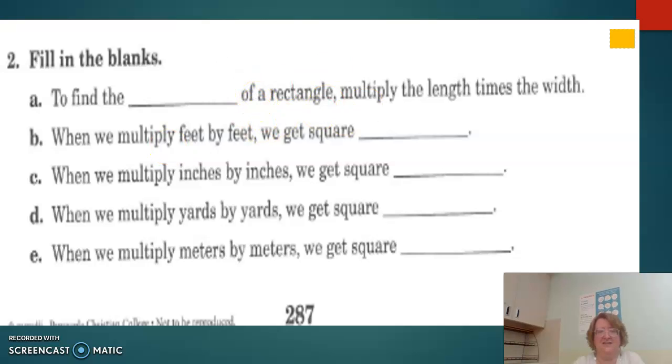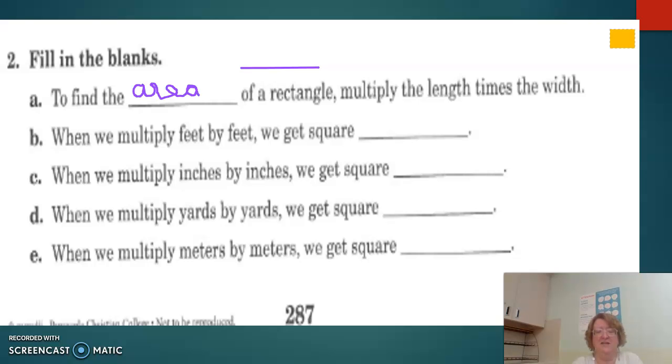The question says to find the blank of a rectangle, multiply length times width. So what are we solving for if we are multiplying length times width? And that answer would be correct. We would be looking for the area of a rectangle.